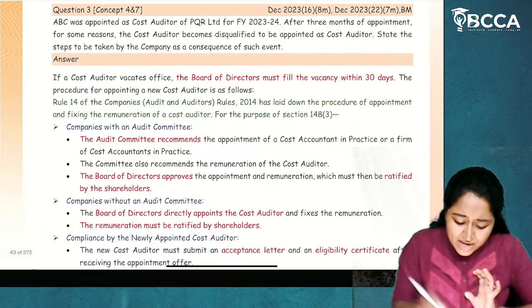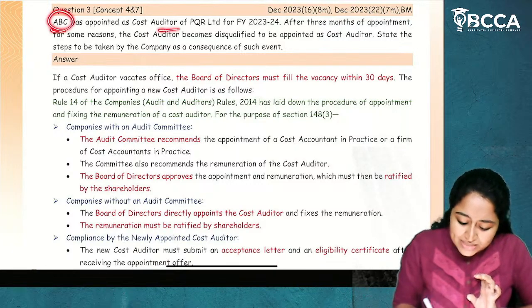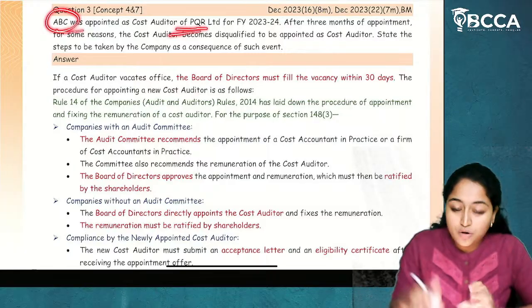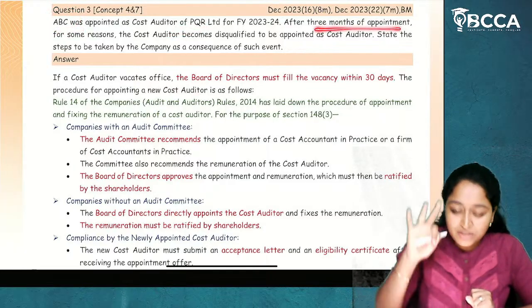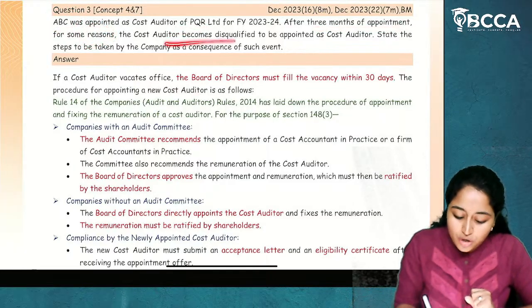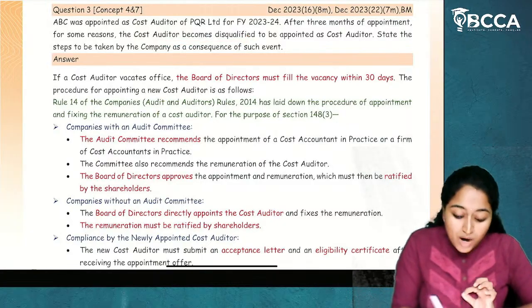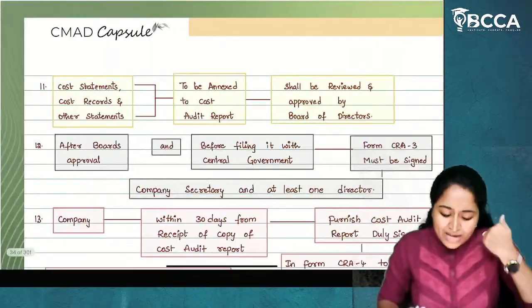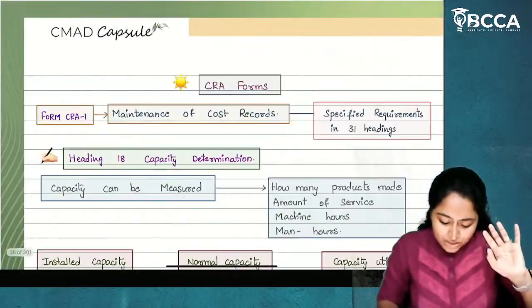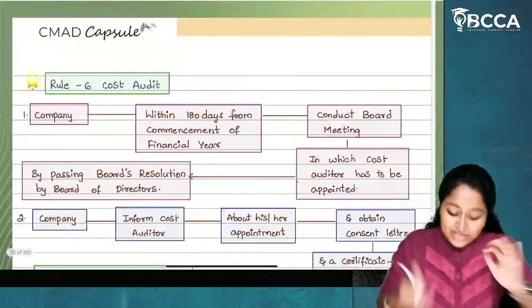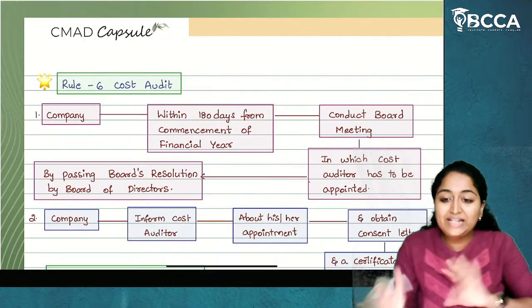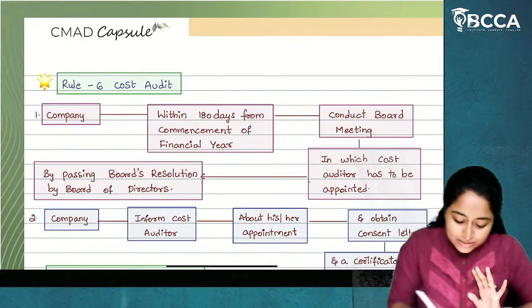Now, what they have asked here. First, ABC company is appointed by PQR Limited. ABC was appointed as the cost auditor of PQR Limited. After 3 months of appointment, for some reason, the cost auditor becomes disqualified. Now, what happens if the cost auditor has become disqualified after appointment? He has to vacate the office. If after appointment he has come across any of the disqualifications, right after that he has to vacate the office.